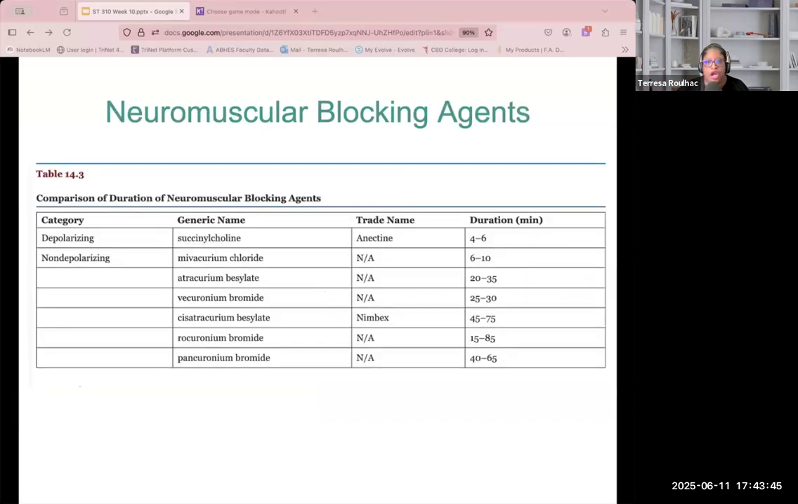Again, another chart of neuromuscular blocking agents. All of these agents are used to relax skeletal muscle during intubation and throughout the procedure because we really want the patient to remain still and immobile. So we're looking at types of tissue: cardiac, smooth, and skeletal. So it's working on all of them.